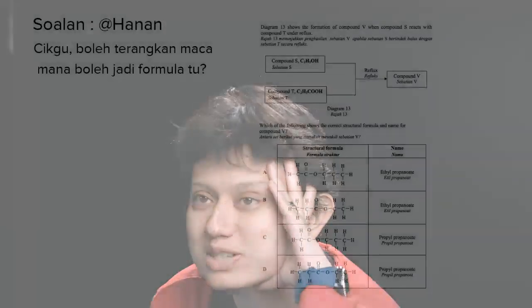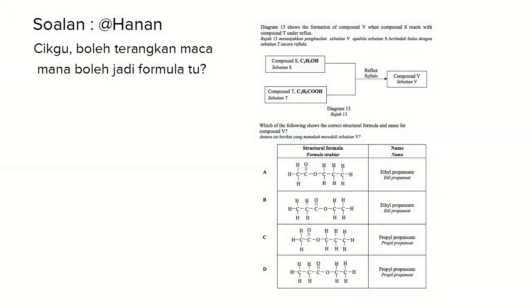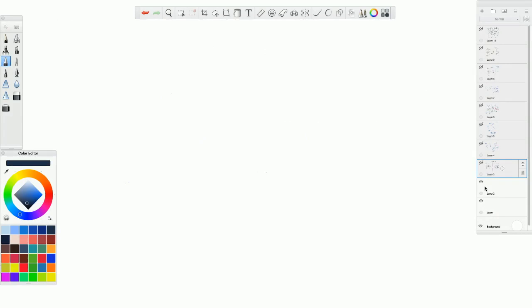Diagram 13 shows the formation of compound X when compound S reacts with compound. Is there any way I can see a larger version of this question? Okay, let me try and do this. Compound S is, sorry, I really can't see. Can you all send it to me or take a snapshot of it? I really can't see the question.